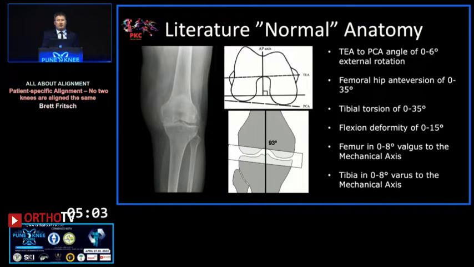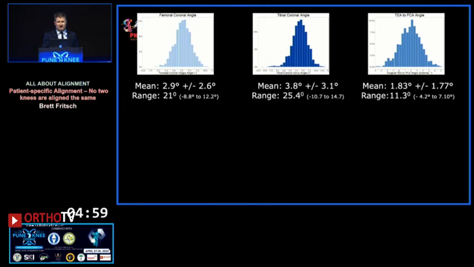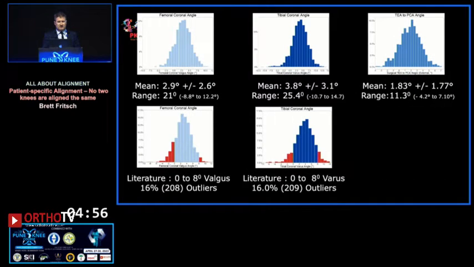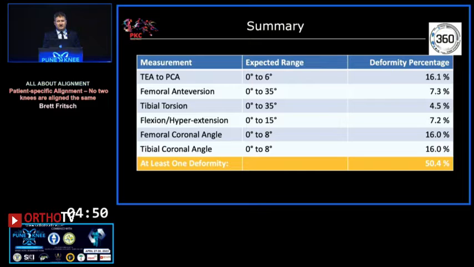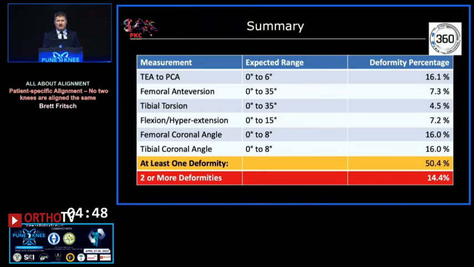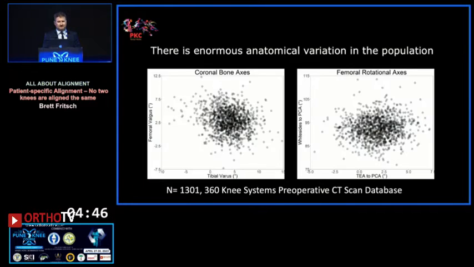If we look in the literature at what you would call normal anatomy, there's a set of ranges that we all assume these are normal knees. Well, if we go back to our data set, 16% in both the axial and coronal planes were outside that range. They're abnormal knees. Over 50% had at least one deformity, and nearly 1 in 8 had 2 or more deformities. So there's enormous anatomical variation in the population.